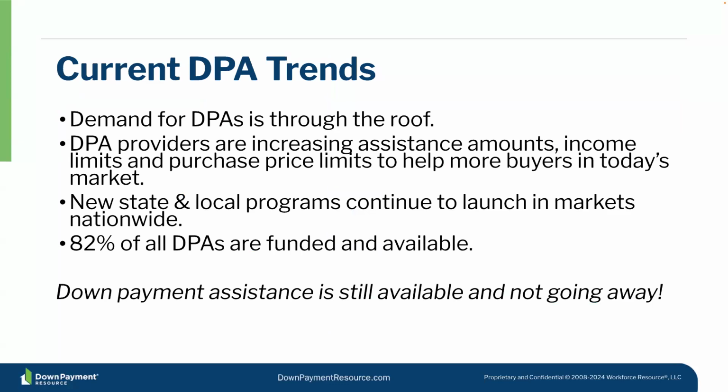So as we always like to do, we like to take a look at current trends. The demand remains through the roof. Providers are increasing assistance amounts, income limits, and purchase price limits to help more buyers in today's market. There are new state and local programs that continue to launch nationwide, and 82% of all DPAs are funded and available. So we mean it when we say that down payment assistance is still available and not going away.